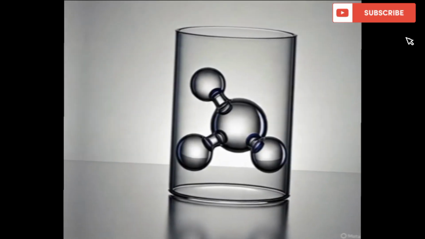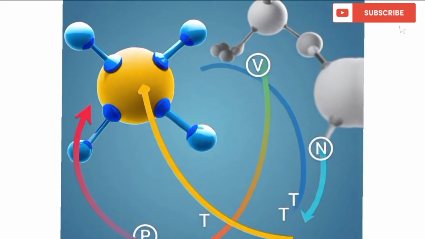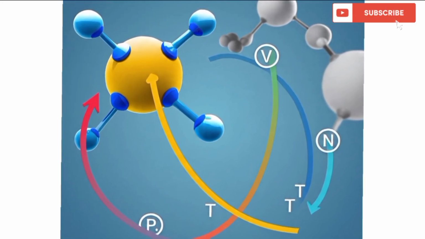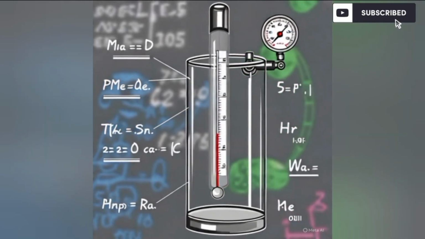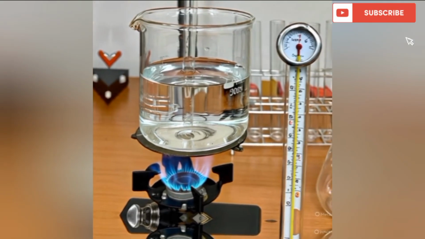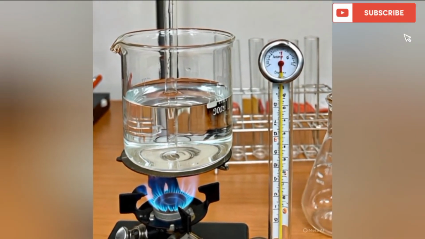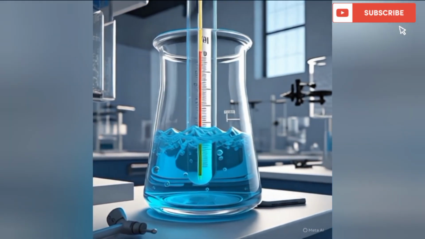Gases, ideal gas law. Gases follow the ideal gas law, which describes the relationship between pressure, volume, temperature, and the number of moles of gas. When a gas is heated, its volume expands if the pressure remains constant. This law is crucial in understanding gas behavior in various conditions. It helps predict how gases respond to changes in temperature, pressure, and volume.